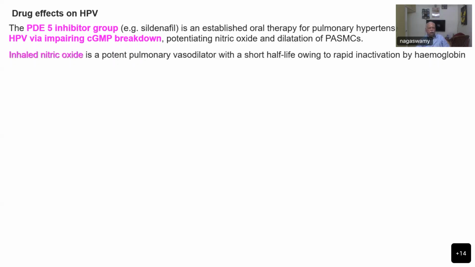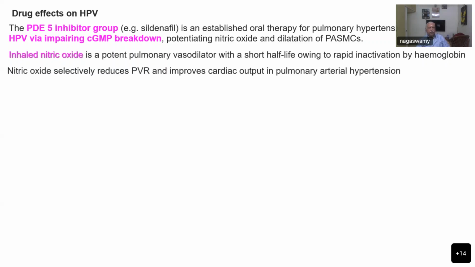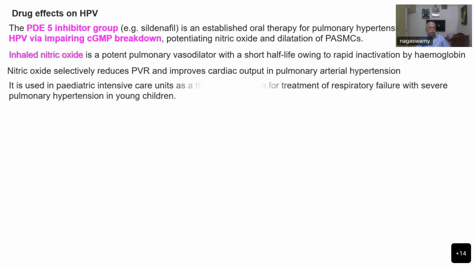And inhaled nitric oxide is also a potent pulmonary vasodilator, which is used especially in patients with bronchoesophageal fistula or pulmonary hypoplasia in the newborn. Initial management, you can give nitric oxide to prevent the pulmonary hypertension that is happening. And it reduces the pulmonary vascular resistance and improves cardiac output in pulmonary arterial hypertension patients. And in pediatric intensive care, it's a therapeutic option for treatment of respiratory failure with severe pulmonary hypertension in young children.